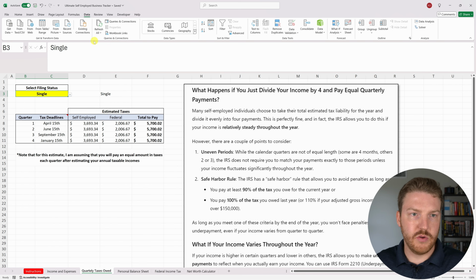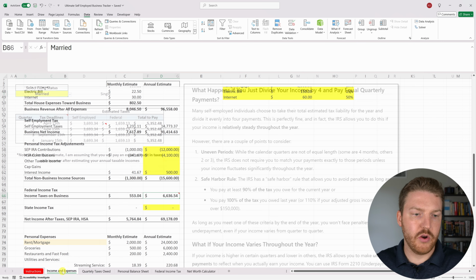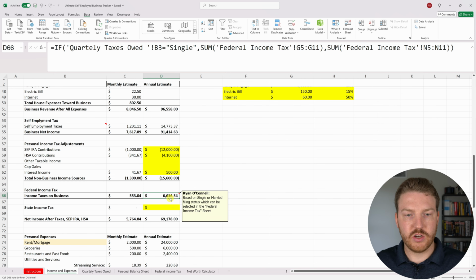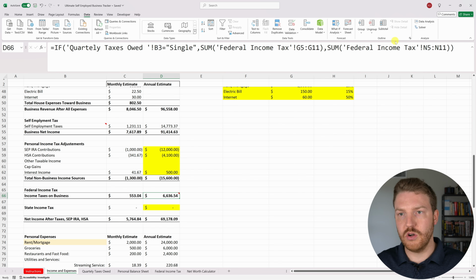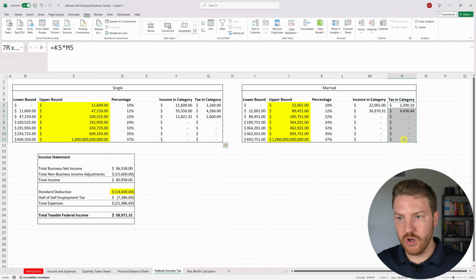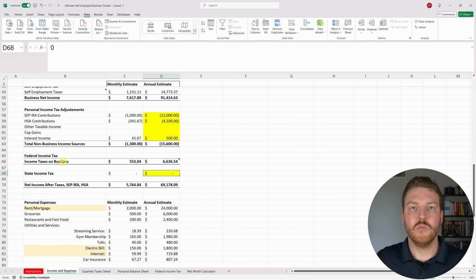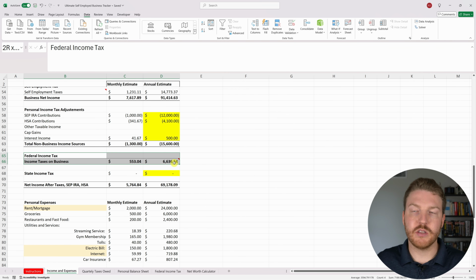Whereas if we change it to married, that should reduce our taxable expenses. So if we change it to married, then we see that this value is actually only the $6,636 that would sum from federal income taxes N5 through N11, which is all those married brackets right here. We have estimated our federal income taxes.